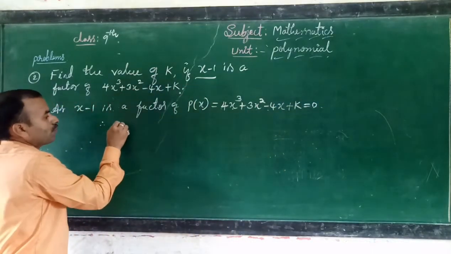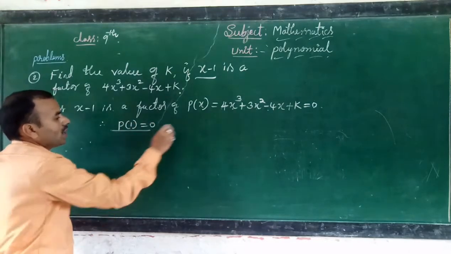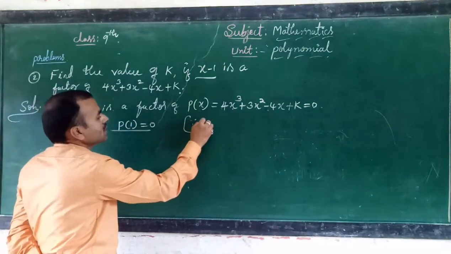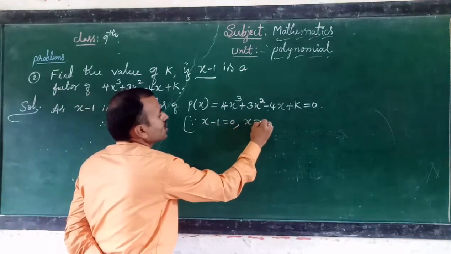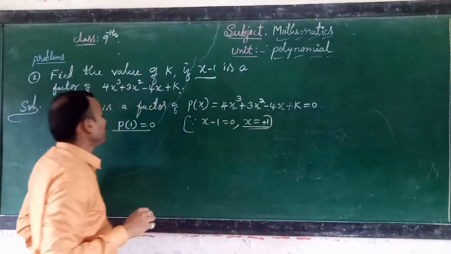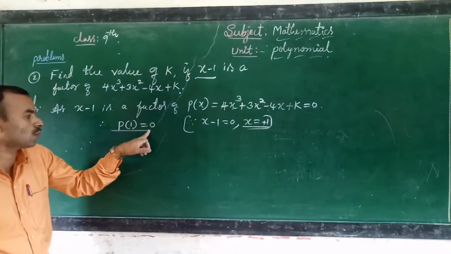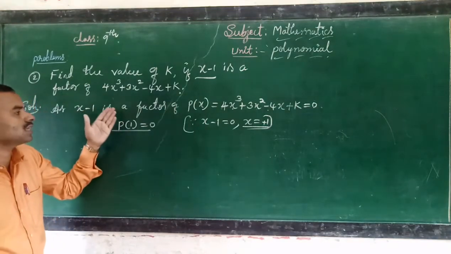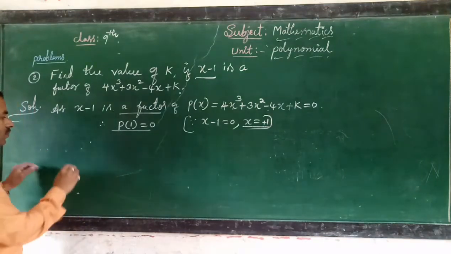It means P of 1 is equal to 0, because we have to consider x minus 1 is equal to 0. Here x is equal to plus 1. So in the place of x, it is P of 1. It is 0 because x minus 1 is a factor of P of x.